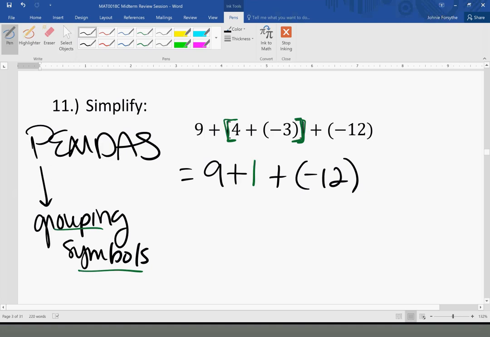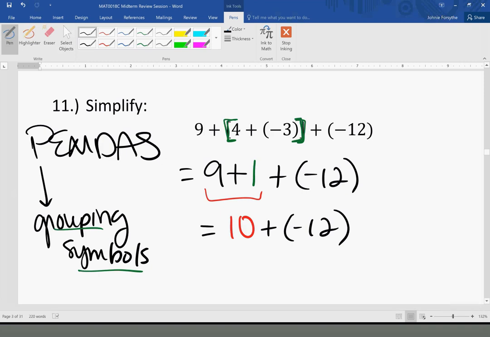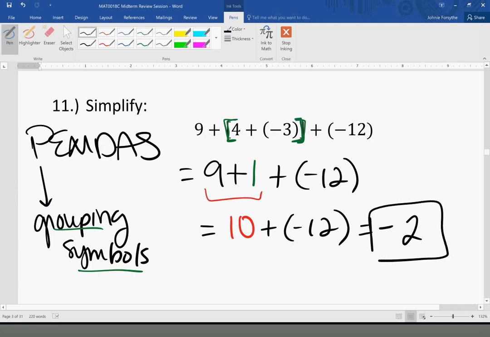Okay, so next we don't have any exponents, we don't have multiplication or division. All we have is addition. So we're going to add from left to right. So we have 9 plus 1, which is 10, plus negative 12. Now we have different signs, 10 plus negative 12. So we're going to take the sign of the larger number, which in this case is that negative 12. So it's going to be a negative. And the difference between 10 and 12 is 2. So the answer is going to be negative 2.